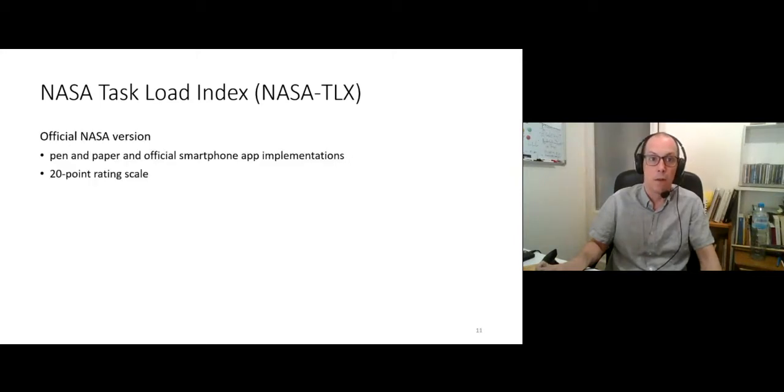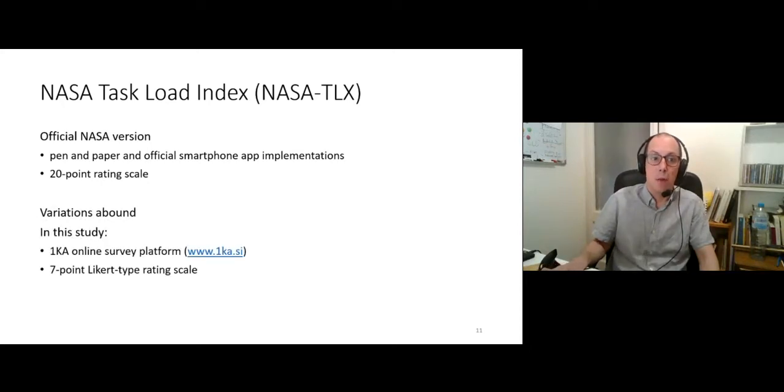There's an official NASA version which has a pen and paper implementation with an excellent instruction manual and a smartphone app. And the official NASA version has a 20-point rating scale for each of the six dimensions. However, variations abound. In this study, because I was working in a blended learning environment, the pen and paper version obviously was not an option, and the smartphone app was not really practical either.